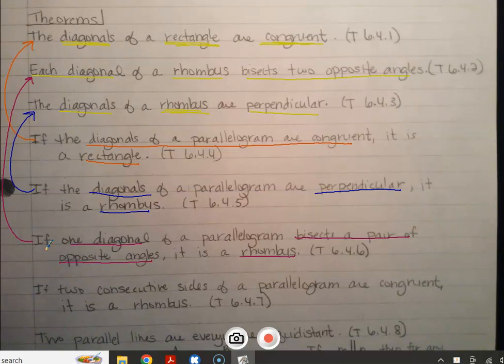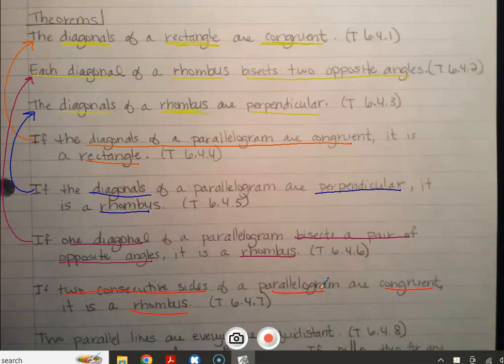All right, moving on to number 7. If two consecutive sides of a parallelogram are congruent, it is a rhombus. Now make sure we realize this is two consecutive sides of a parallelogram. If it was of a quadrilateral, a kite would be problematic, right? But this says two consecutive sides of a parallelogram. Then it is a rhombus.